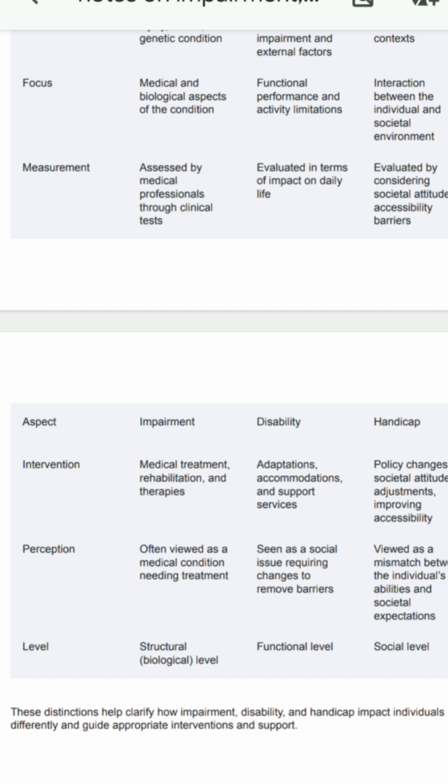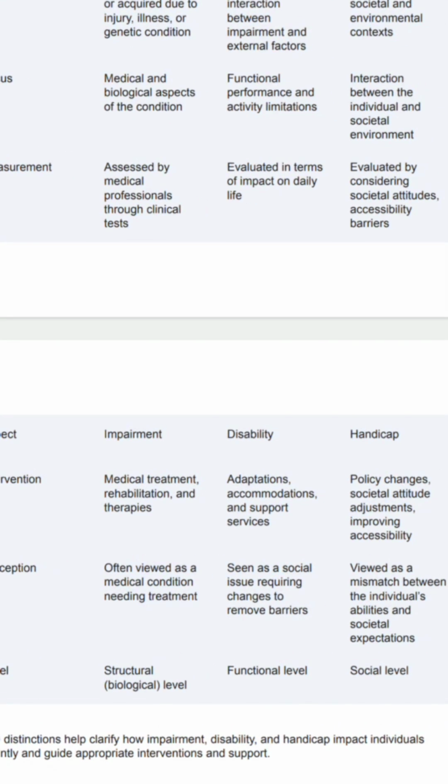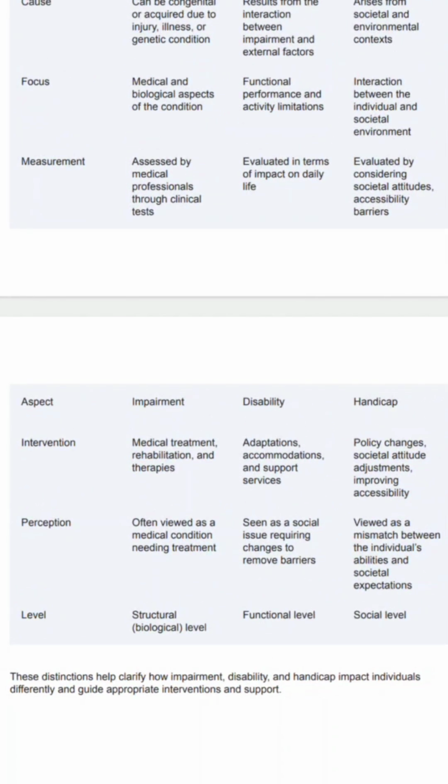Perception in the sense of disability: seen as a social issue requiring changes to remove barriers. Perception in the sense of handicap: viewed as a mismatch between the individual's abilities and societal expectations. Impairment level is structural level. When it comes to disability, the level is functional level. When it comes to handicap, it is social level.